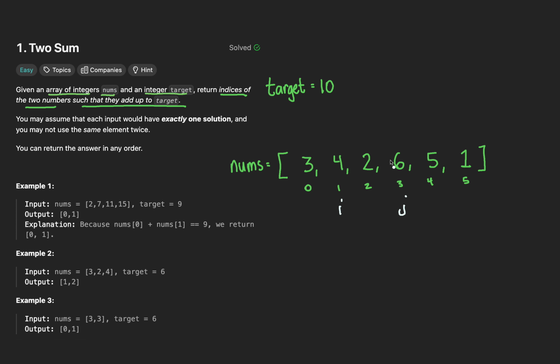But to prove a point, if this was like a 1 or something, then i would have eventually been incremented to index 2, where we try 2 plus 6.